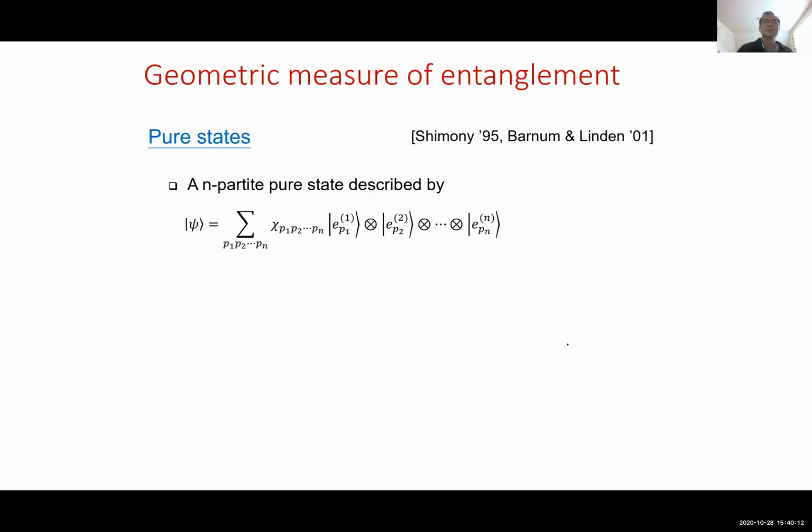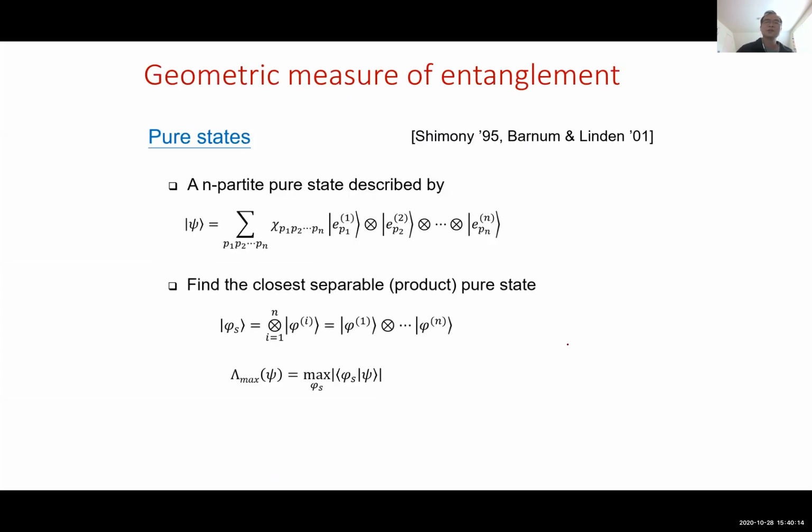In terms of formula, you take an arbitrary state, write it in terms of a basis with general coefficients, and we want to compare this state to a product state of this form and maximize their overlap. Basically these are just words for the picture that I showed you.